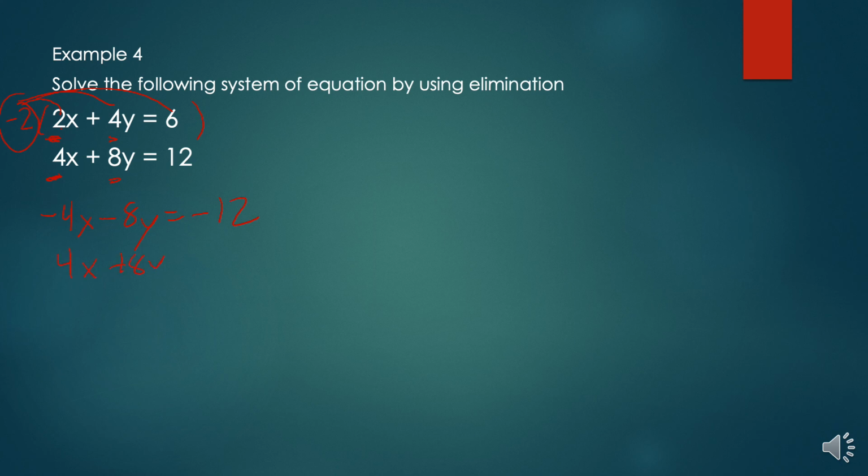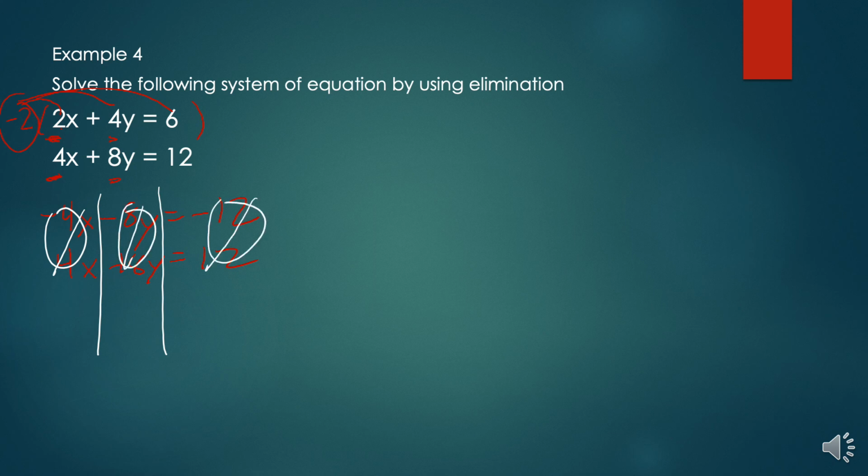So I'm going to go ahead and combine everything. So negative 4 plus 4 gives me 0. Negative 8 plus 8 gives me 0. And negative 12 plus 12 gives me 0. Now, oh my god, that looks a little weird. 0, 0, 0. So just to make sure you write it down, 0 is equal to 0.